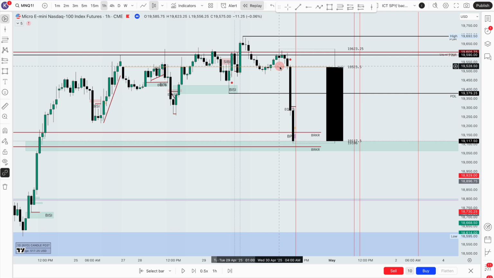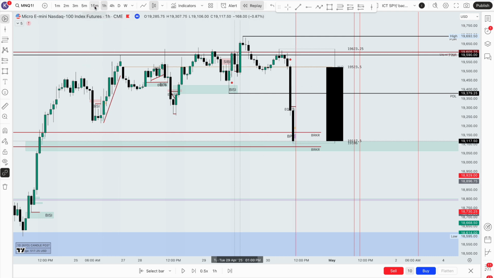So I think the market opened around here. There was a bit of a gap, which the market traded through, and then it goes downward. Okay, so this was the kind of price action we saw before the New York morning session.